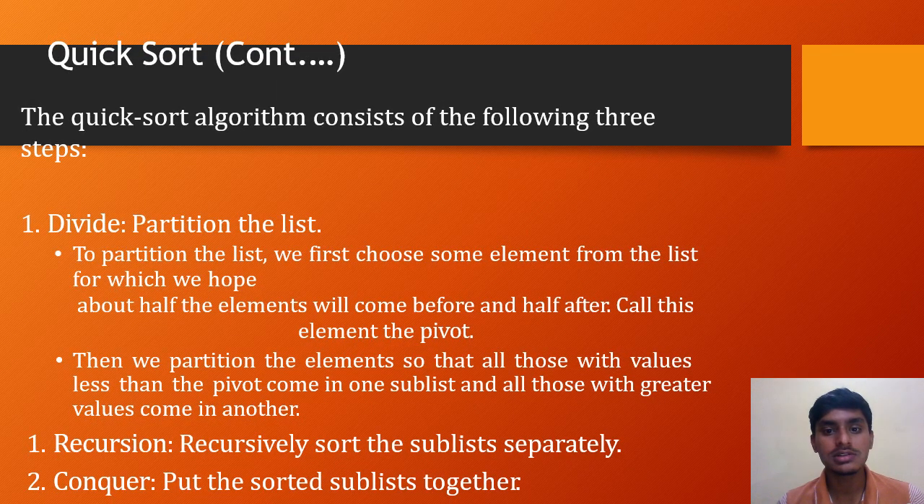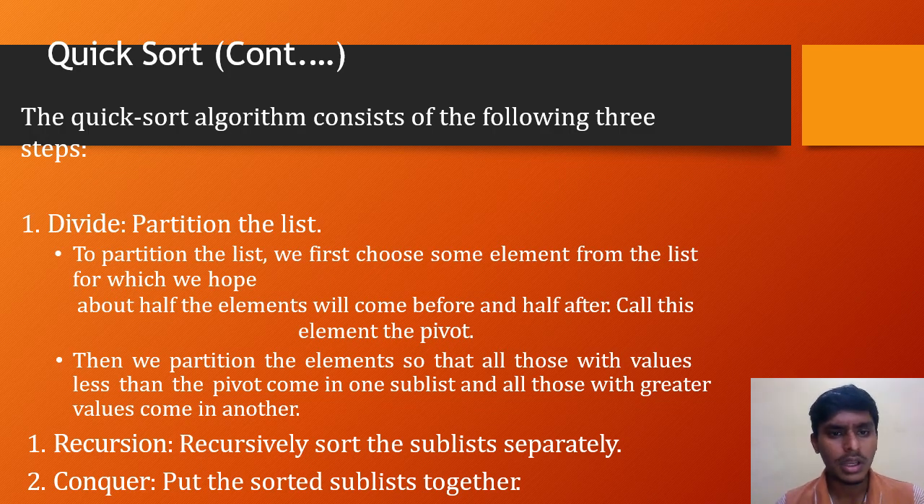The quicksort algorithm consists of the following steps: divide, which partitions the list, then recursion, and then conquer. To partition the list, we first choose some element from the list from which we hope about half the elements will come before and half after. Then we partition the elements so that all those with values less than the pivot come in one sublist and all those with greater values come in another. Recursively sort the sublists separately. Conquer: put the sorted sublists together.